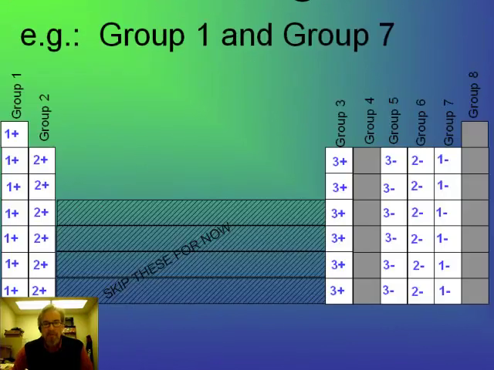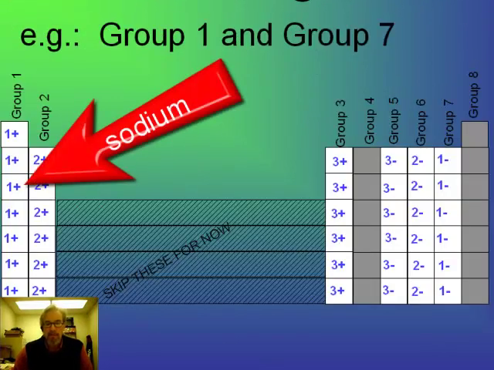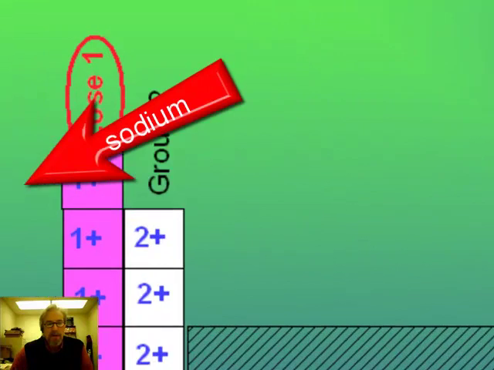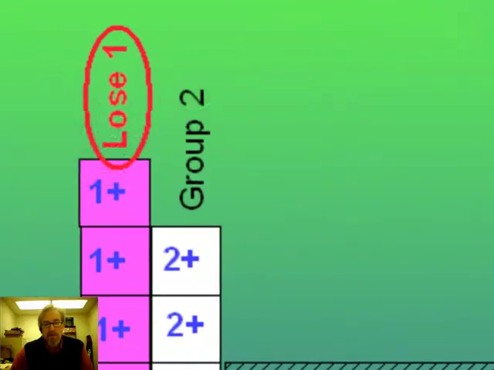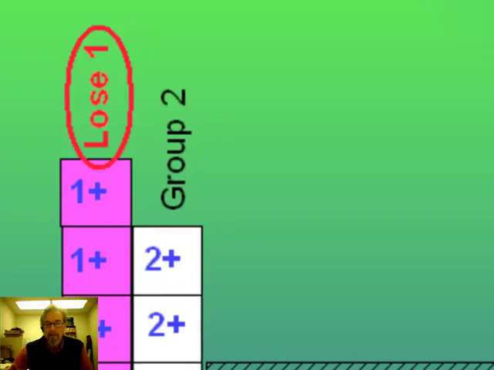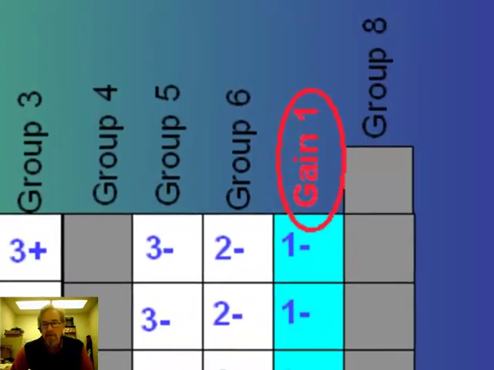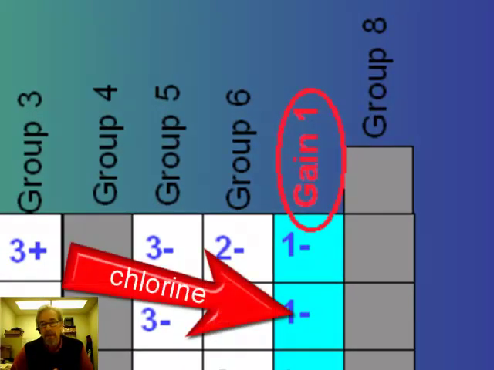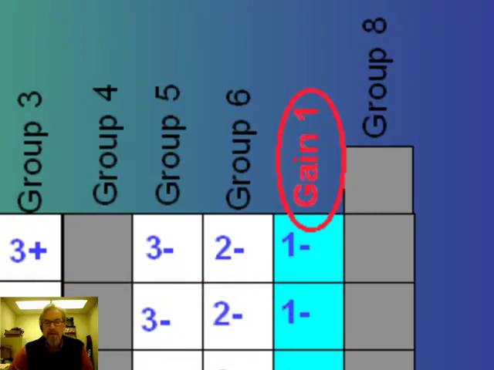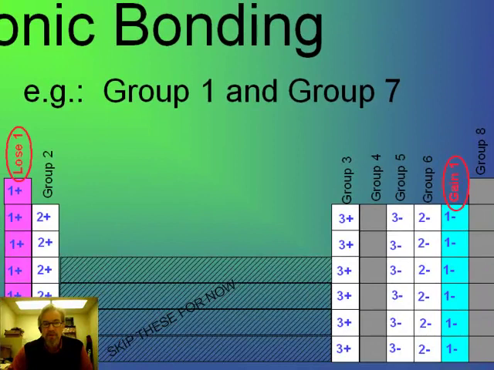For example, imagine that you had a group 1 element, like sodium for example. What it needs to do to become stable is to become a +1 ion by losing 1 electron. A group 7, on the other hand, needs to gain 1 electron, like chlorine for example, to become stable. So a natural thing to occur would be that the one that needs to lose an electron, the group 1, would give that electron to the atom that needs to gain an electron.